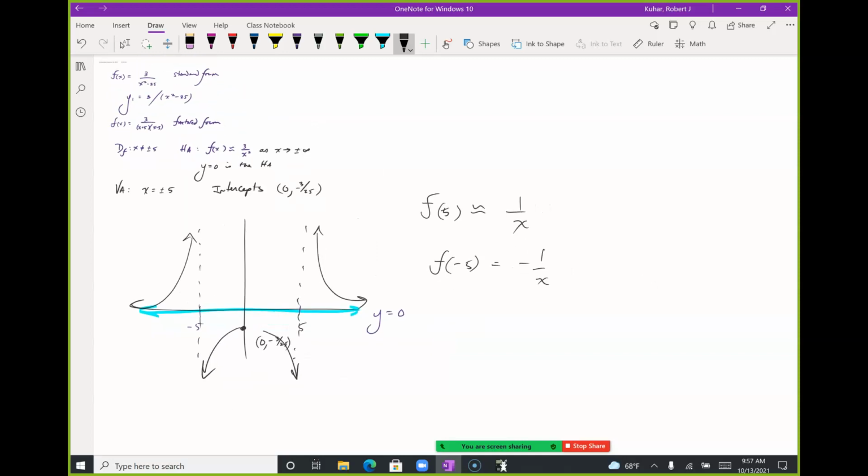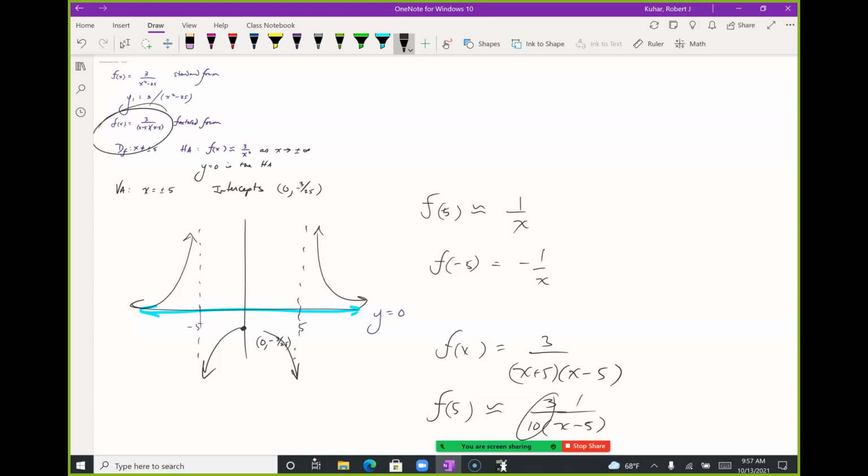Wait, quick question. You don't plug in the 5, right? Because that would create a problem. So I'm looking at this version: f of x is 3 over (x plus 5) times (x minus 5). And so I'm saying f at 5 kind of looks like 3 over 10 times (x minus 5). So there's my 1 over x. You can see 3/10 times a 1 over x. Okay. Got it.